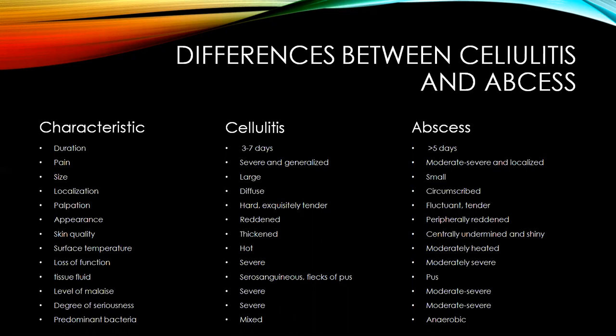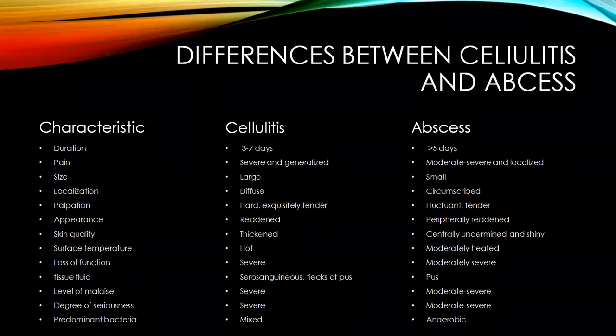The surface temperature of cellulitis is raised, so it will feel hot or warm, and in abscess it is moderately heated. There is severe loss of function in cellulitis and moderate to severe in abscess. The tissue fluid is serosanguinous in cellulitis, and in abscess you will see pus. There is severe malaise in cellulitis and moderate to severe malaise in abscess. The degree of seriousness of cellulitis is severe, and that of abscess is moderate to severe. Predominant bacteria in cellulitis are mixed, and abscess is predominantly anaerobic. Thank you.